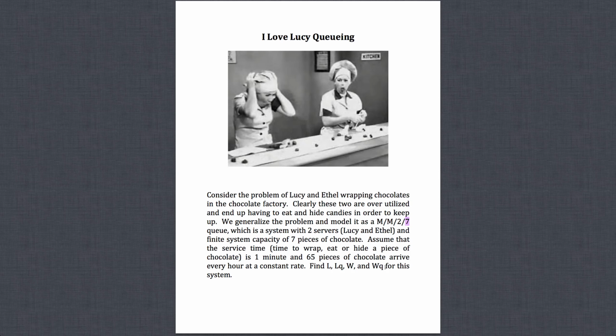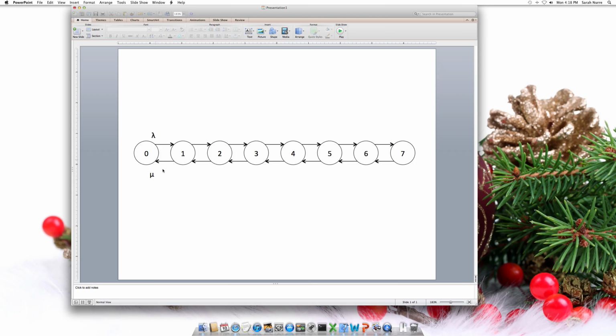And so if we were going to draw the diagram for this problem, we have our 0 to 7 states, and then we have lambda here going across the top and mu going across the bottom. So you can have a lambda 0 up to lambda 7, and then mu 0 to mu 7. So I'm not going to fill in the actual values here. We can do that in Excel, but it's essentially your arrival rate and your service rate going backwards.